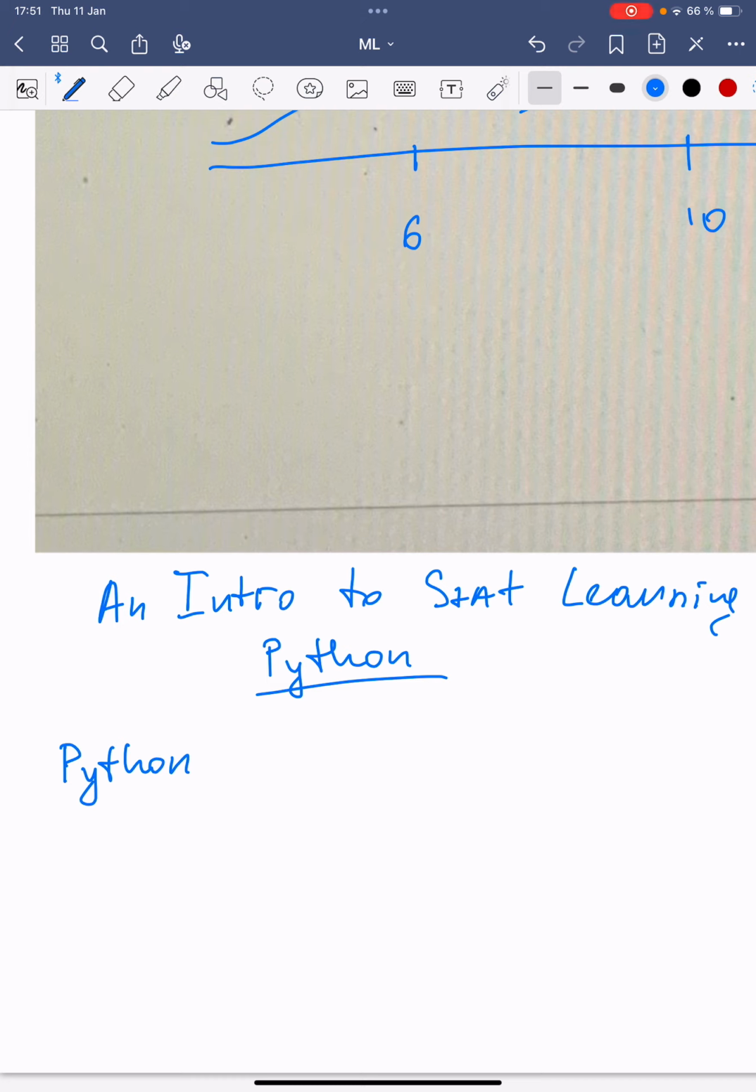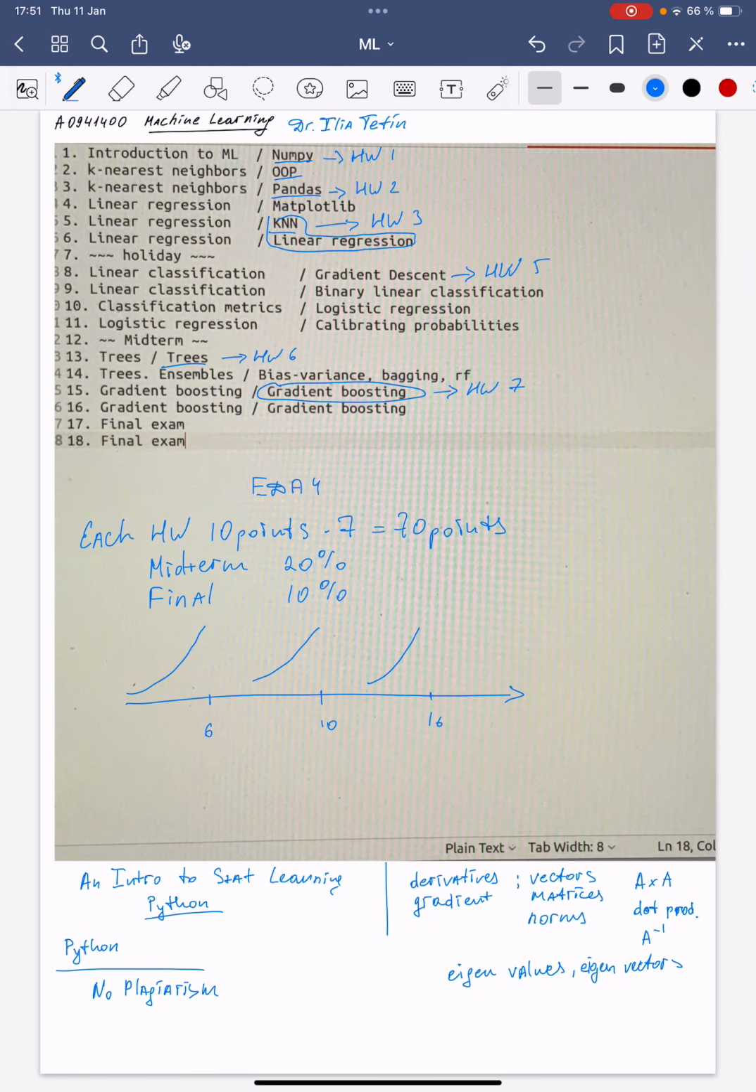Next, very important thing: no plagiarism is allowed. That means there are AI models that can produce the code. Sometimes they write really good code, but you are not allowed to use them. If you are using them, you must specify that you use them.